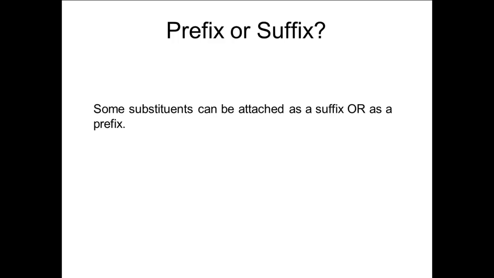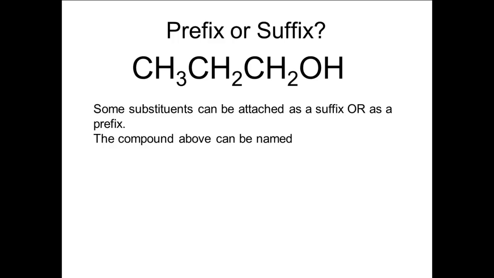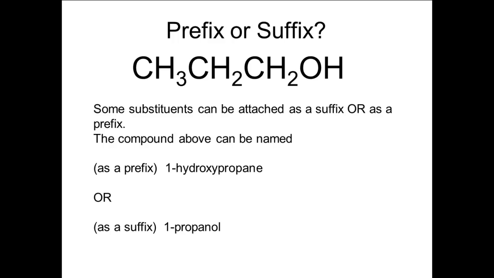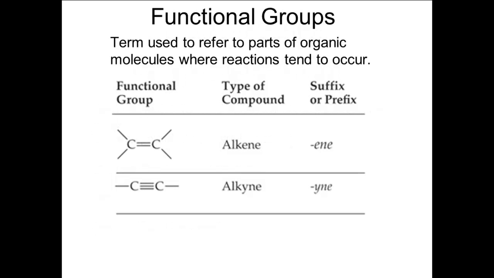For example, we could name CH3, CH2, CH2, OH as either 1-hydroxypropane, if we use the OH as a prefix, or 1-propanol, if we use the suffix. The most important and most common substituents are shown on the next slides. The specific structure is what the name is associated with, and so it is important that you note the particular structure. Note that most of these involve oxygen.